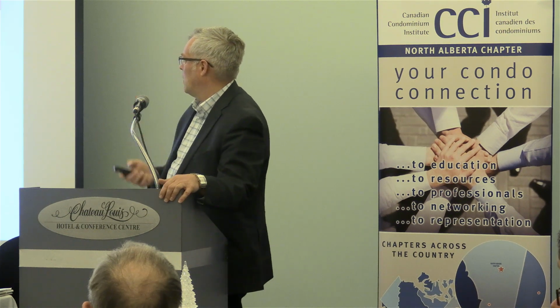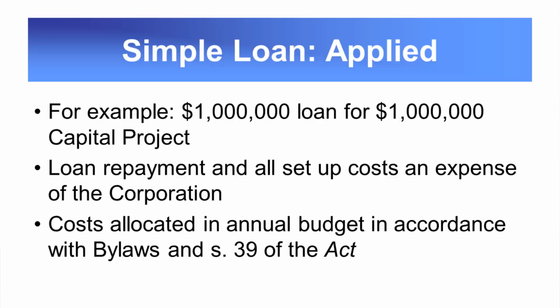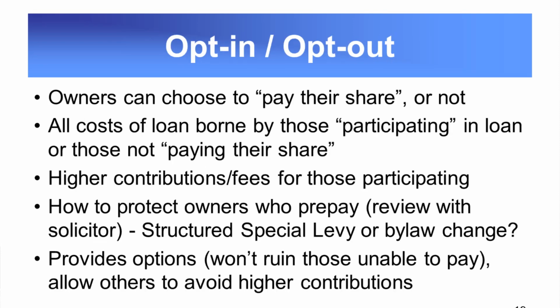Simple loan example would be you need $1 million for a capital project. The loan repayment and all setup costs are an expense to the corporation. You get $1 million in, and you start repaying that $1 million loan. If it's amortized over 10 years, over a 10-year period. Okay? Over 20 years, over a 20-year period. And again, the costs are set out and they're figured out as part of your budgeting. Simple.